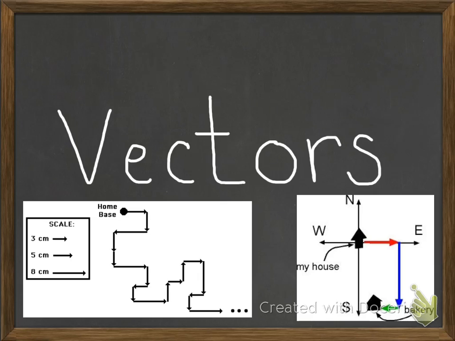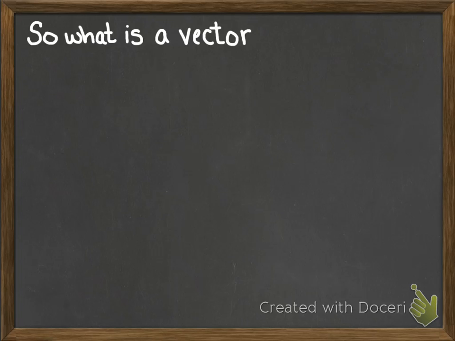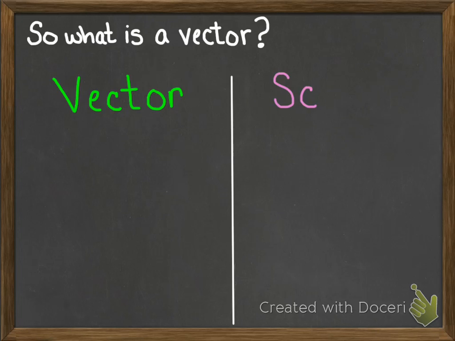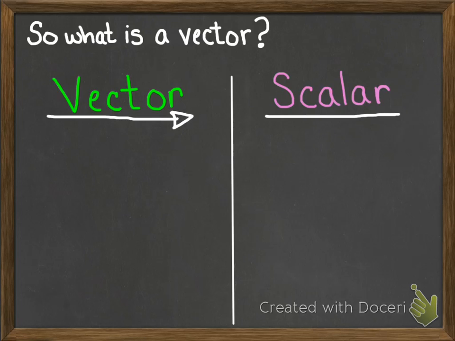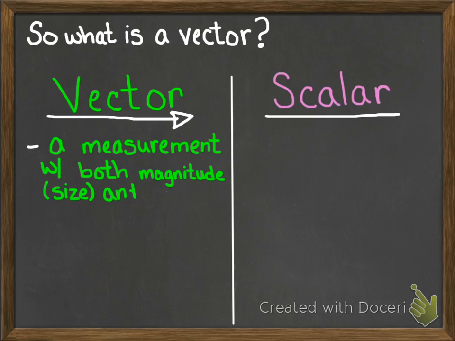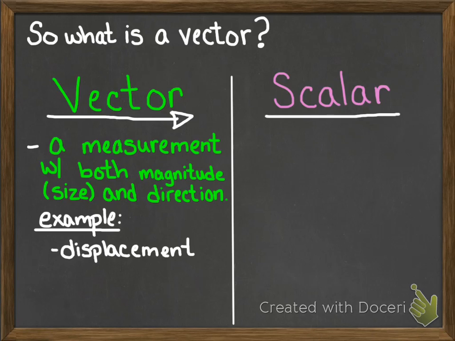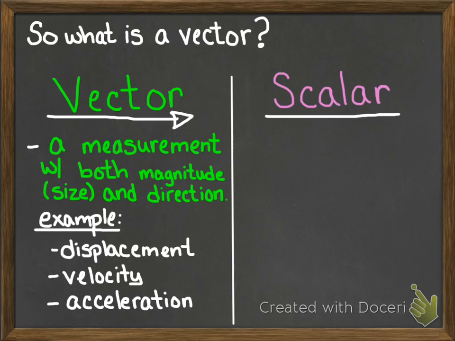So we're going to talk first about what is the difference between a vector and a scalar. This should be review for all of you. A vector is a measurement with both magnitude, which is the size, and direction. So it's basically a number and a direction. Displacement is a vector, velocity is a vector, acceleration is a vector. So like 5 meters per second squared north, that's a vector. And that's why there's a little arrow there, it shows the direction.